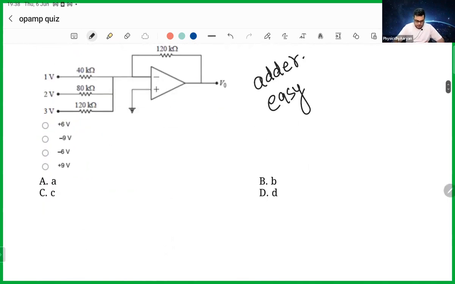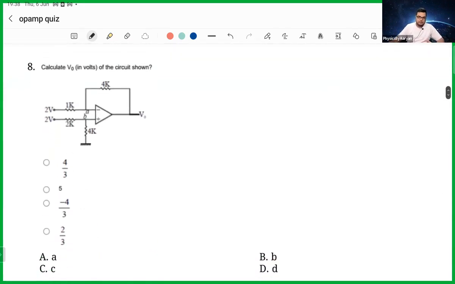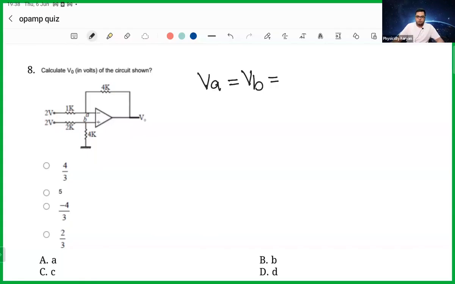Nothing to discuss here. Then again, this question, what do you say? Is it doable? Very simple question. Again, I would say one of the easiest problems. So again, you can say voltage division. Okay, so everyone find the answer to the 8th question. You have to use the voltage division rule.